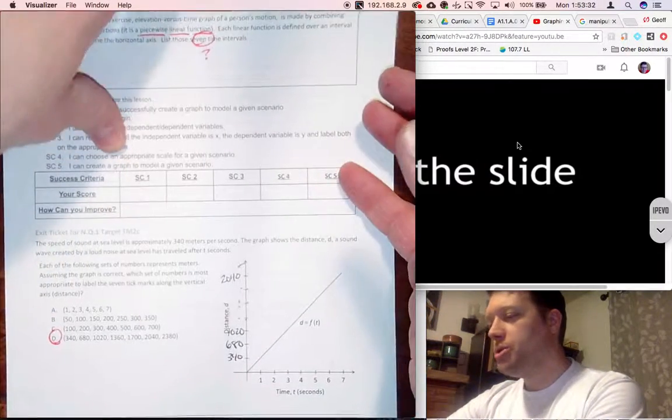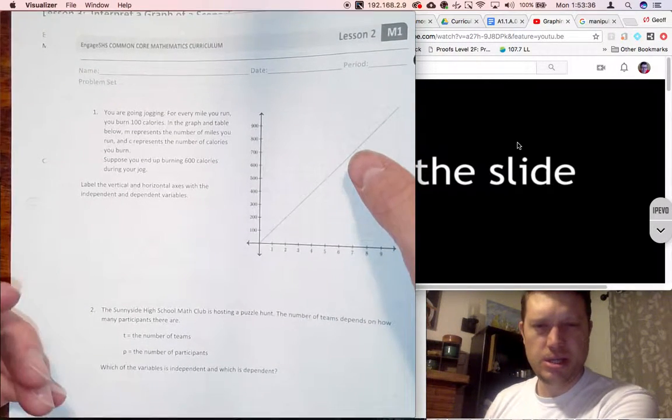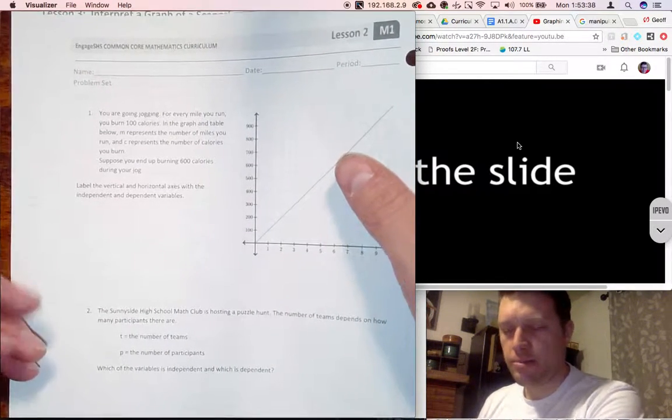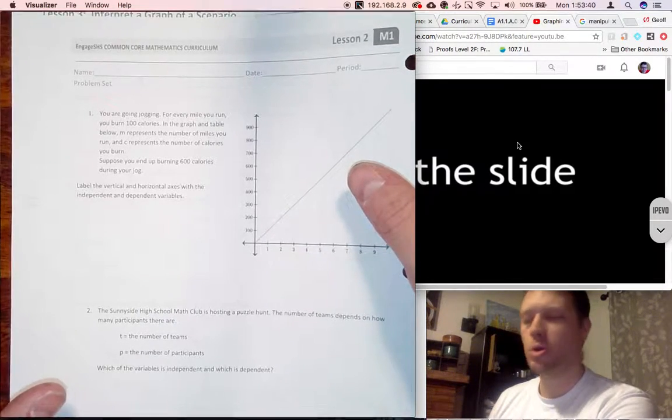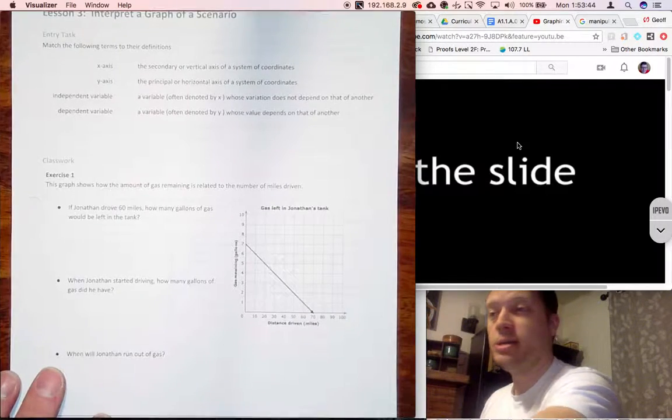Okay, do the problem set. Hang on to these. You'll see how I want to collect them. I'll explain when we get back to school. When I get back to school on Friday. All right, with that, I'm going to get ready to move on to the next lesson.